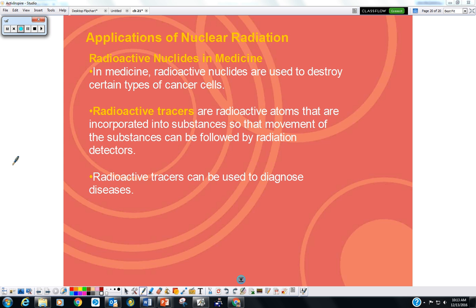We also, from time to time, have to inject things into the body to be able to track the flow of something. So they use radioactive tracers in that way. Also have used radioactive tracers to trace the way plants and trees communicate with each other through their root systems. Pretty interesting study that I read when I was in college about that.